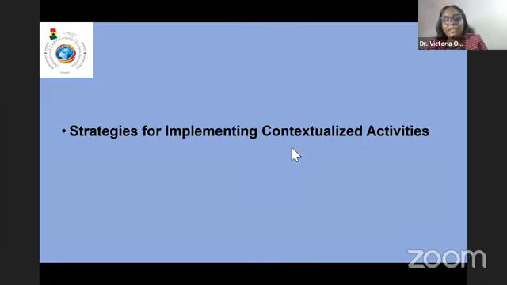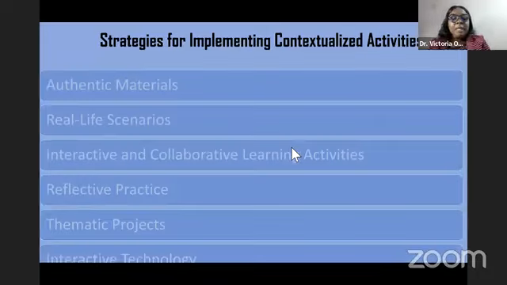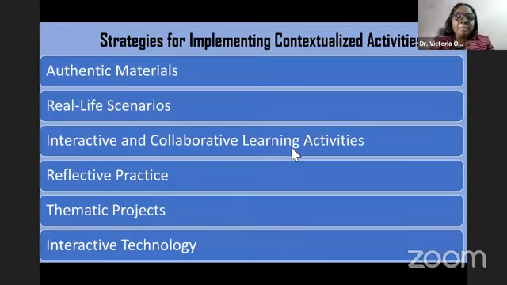So what strategies can be used? We are going to discuss such strategies that can be used in trying to implement contextualized grammar, trying to use contextualized activities. I have mentioned earlier on authentic texts or authentic materials. What are some of them?